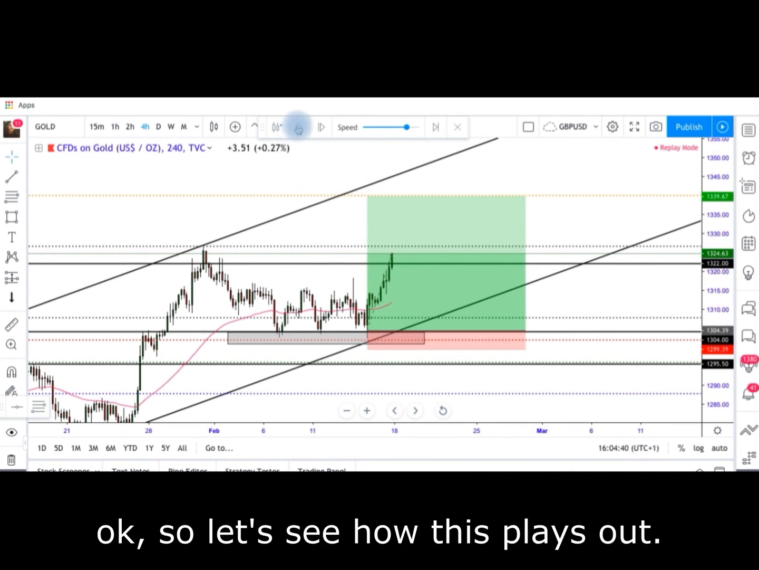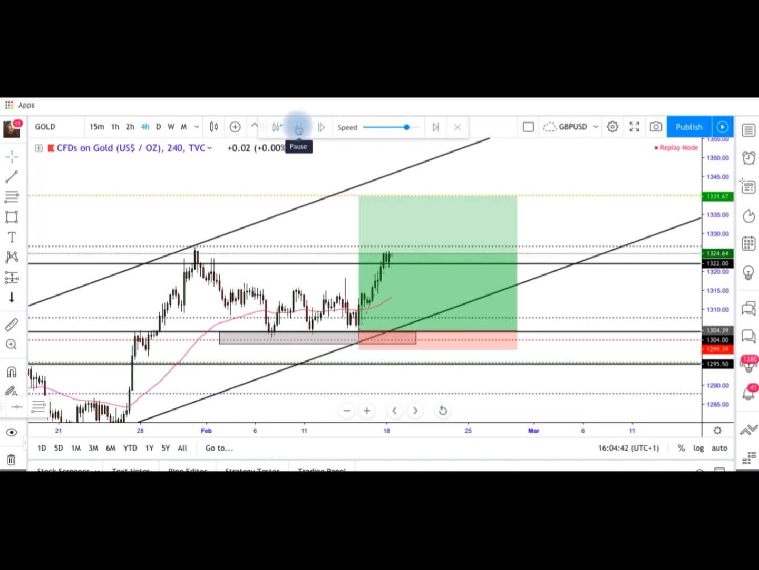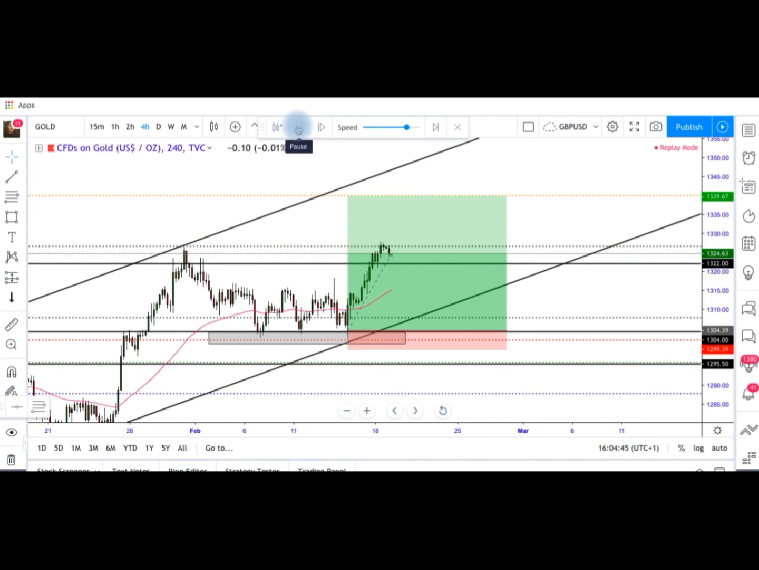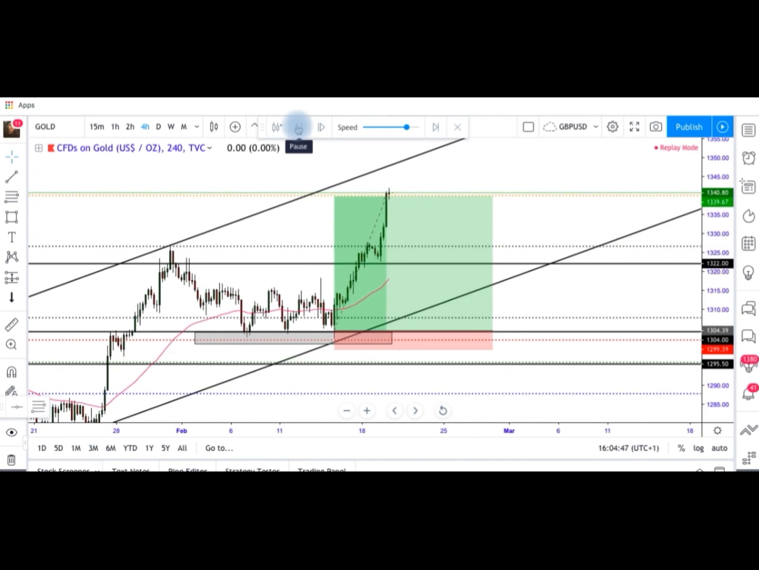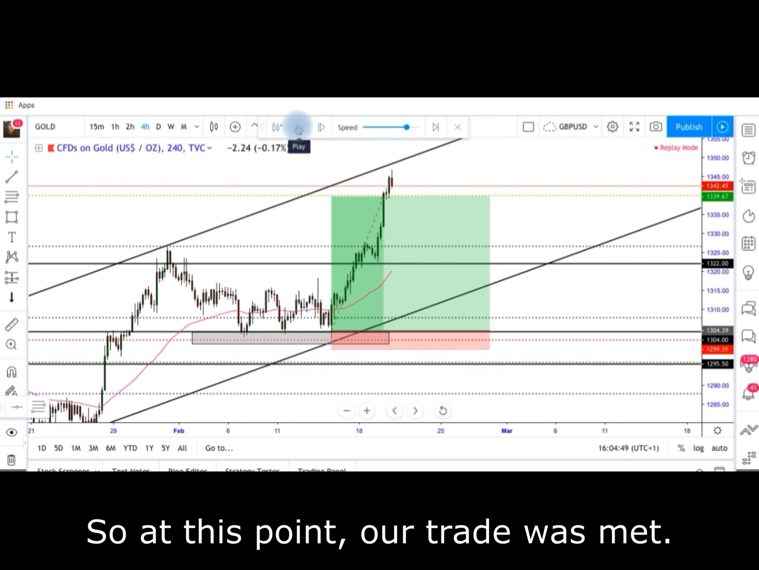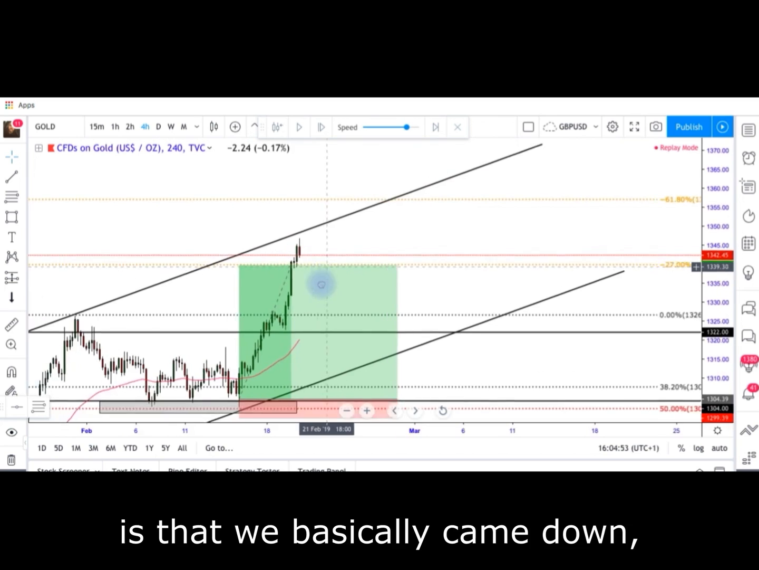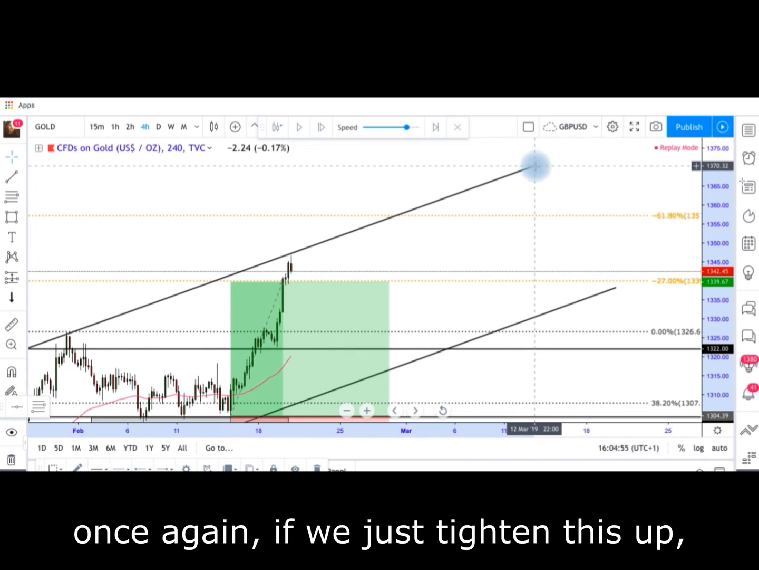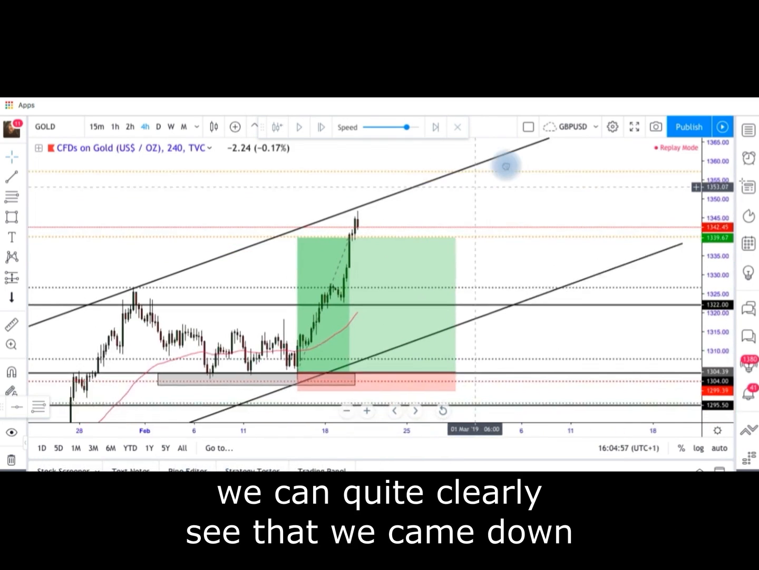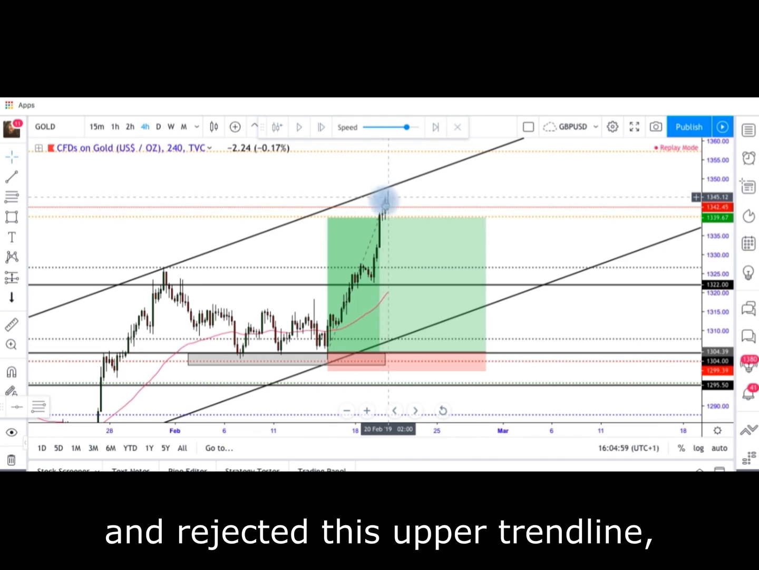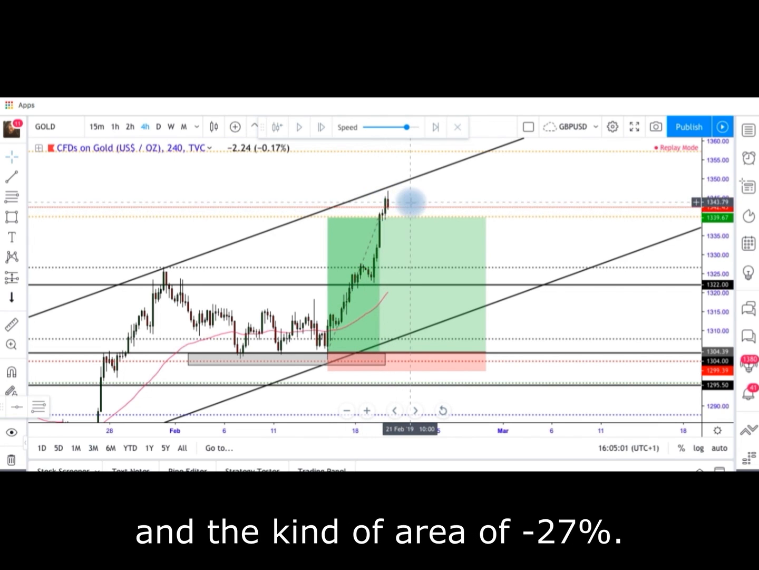Okay, so let's see how this plays out. So at this point our trade was met. Now we can see what happened here is that we basically came down once again. If we just tighten this up, we can quite clearly see that we came down and rejected this upper trend line and the kind of area of minus 27%.